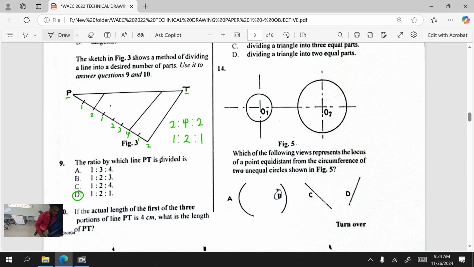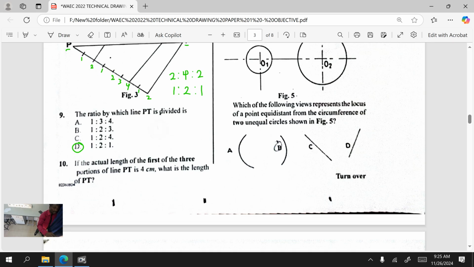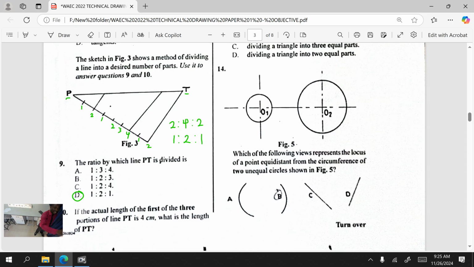Number 10. Number 10 asks us if the actual length of the first 3 portions of line PT is 4 centimeters, what is the length of PT? Even before looking at the options, we can do this ourselves. They are asking us for the entire length of PT. If the first of the 3 portions, that means this is the first portion here, from this point down to this point. That's the first portion of the 3. They tell us that is 4 centimeters.